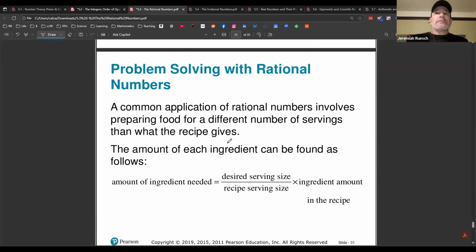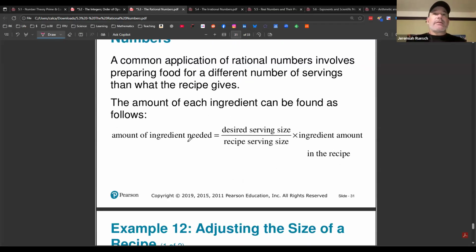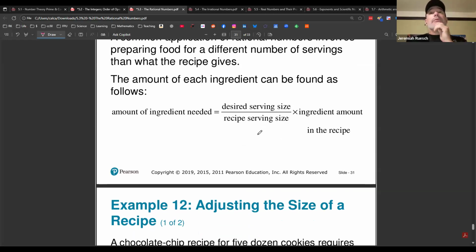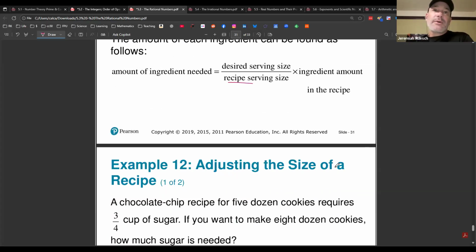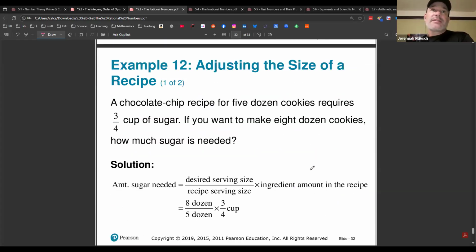A common application of rational numbers involves preparing food for different numbers of servings. Amount of ingredients needed equals desired serving size divided by the recipe serving size, and then you multiply that by the ingredient amount. So in this case, adjusting the size. As typically happens, it looks like you're having a party, you have a recipe that only makes so much. So you need to either scale it down or scale it up.